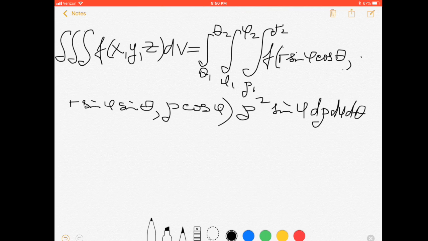This is how we move from rectangular to spherical coordinate system. These are some examples.